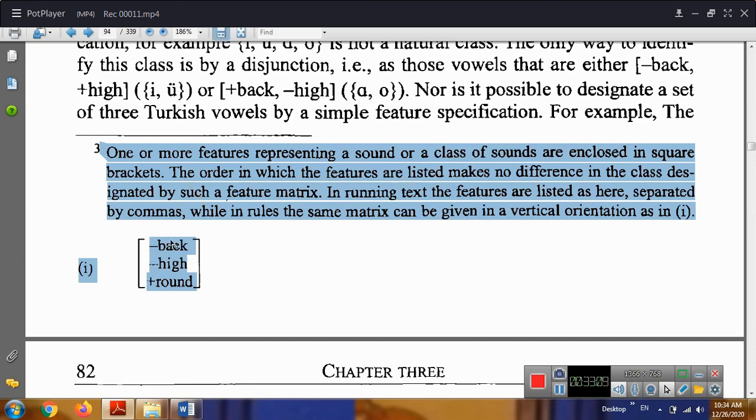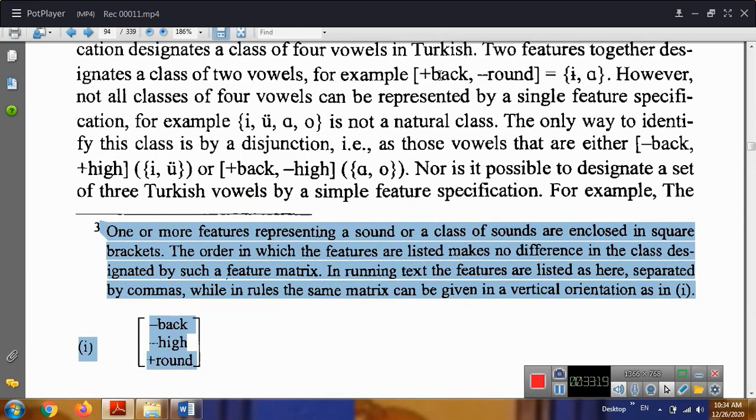The order in which the features are listed makes no difference in the class designated by such a feature matrix. In running text, it means that in a text the features are listed separated by commas, like here. We have an opening square bracket, the first feature, and after that we put a comma, followed by the other feature, and then we close the square bracket.